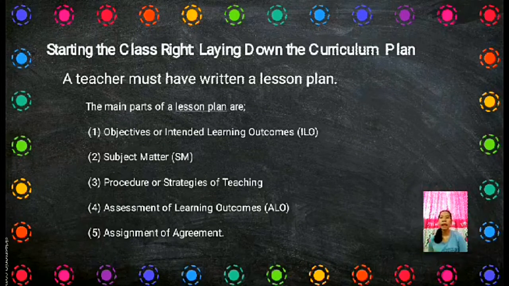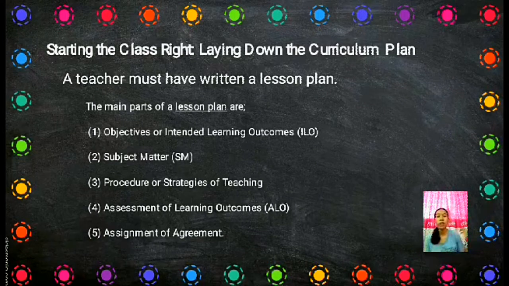So naay main parts ang lesson plans, and these are: first is the objectives or intended learning outcomes. Second is the subject matter. Third is the procedure or strategies of teaching. Fourth is the assessment of learning outcomes. And fifth is the assignment or agreement. And these parts are what we will tackle in this lesson.